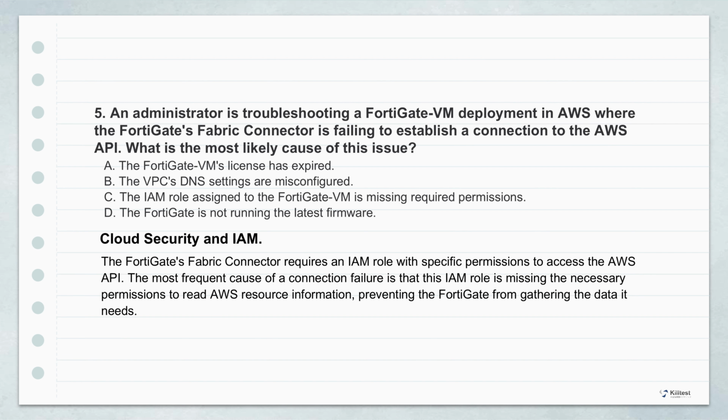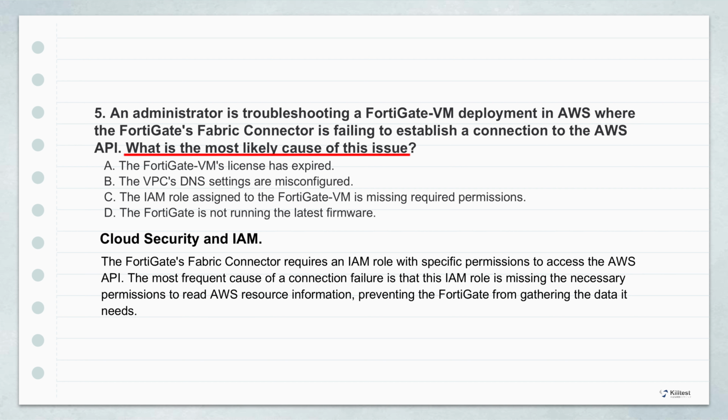All right, let's switch gears slightly. Troubleshooting time. Imagine this. You've got a FortiGate in AWS. Its Fabric Connector, the thing we talked about for dynamic objects, is failing. It can't connect to the AWS API. What's the first thing you check? The most likely culprit, 9 times out of 10, maybe even more. Really? It's permissions. IAM permissions.